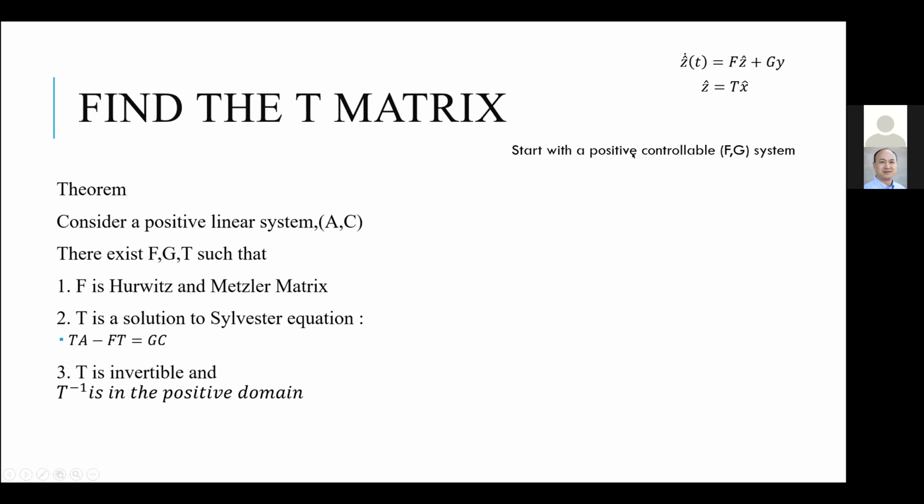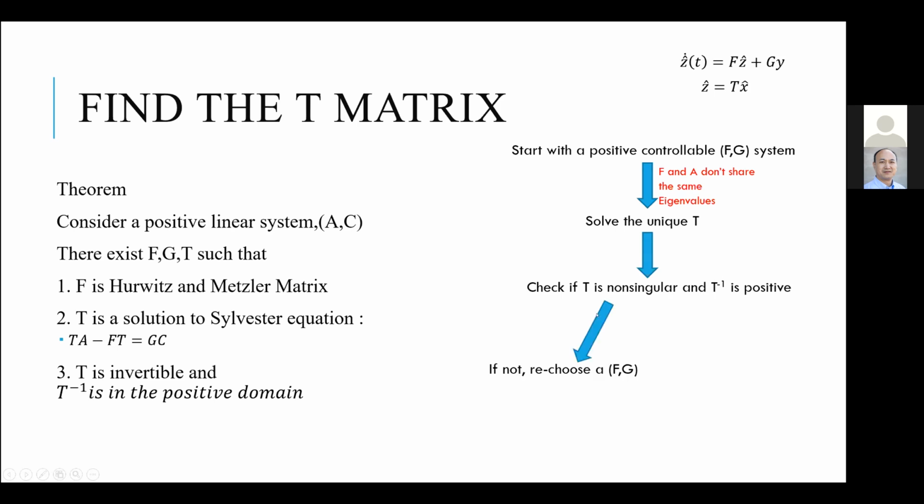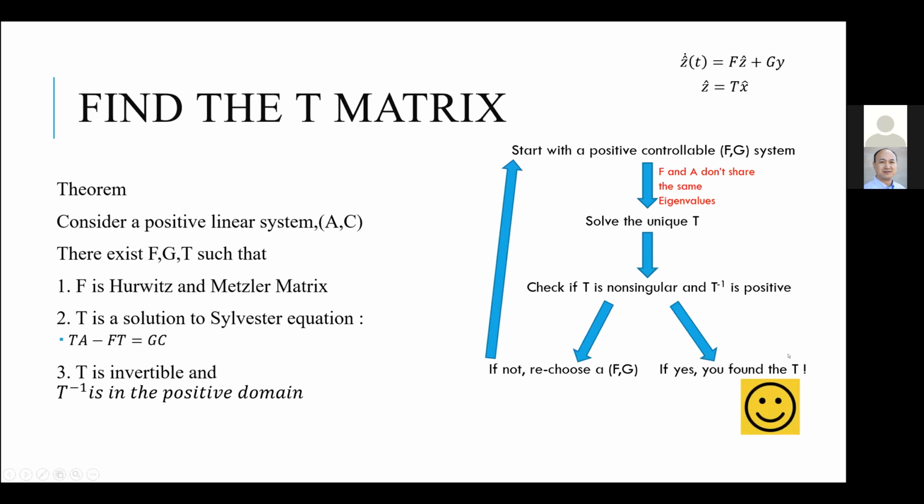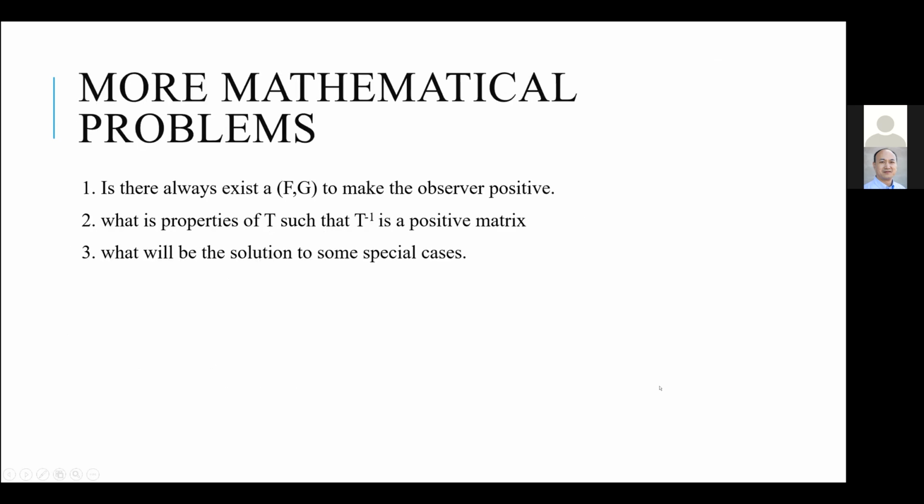So start with a positive controllable system, and F and A don't share the same eigenvalue, so they can have a unique solution. And then you solve the unique T, right? And then you check if T is non-singular and T minus 1 is positive. If it's not positive, you go back to this step and choose another F and G pair, and you just keep going until you find the T that is positive when you invert it. Then you're done. This is what the paper has.